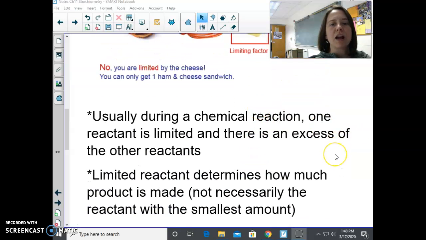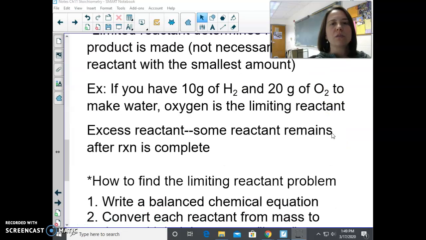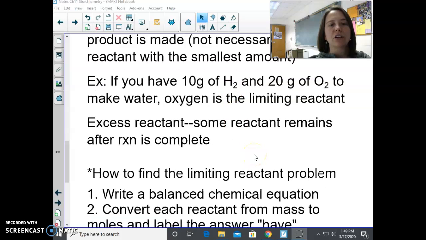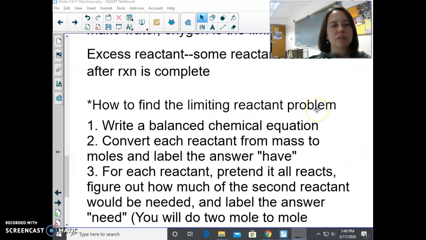So usually during a chemical reaction, one reactant is limited and there's an excess of the other reactants. And the limited reactant determines how much product is made, and it's not necessarily the reactant with the smallest amount. For example, if you have 10 grams of hydrogen and 20 grams of oxygen, the oxygen will actually run out first. So the hydrogen would be the excess reactant, and that is, there will be some hydrogen left over after the chemical reaction is complete.